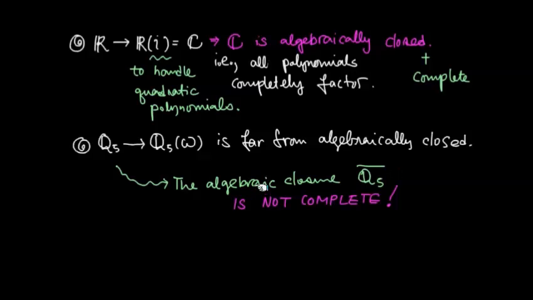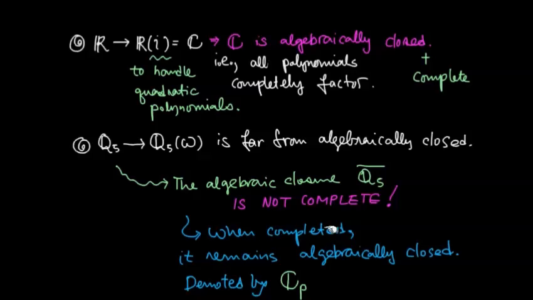But once you throw in all the numbers so that it completely factors, it does not stay complete. That means in the metric sense you will have a problem if there's a sequence that seems like it's approaching somewhere, but that convergence point is not in this algebraic closure. So you have to throw in more numbers to make it complete. After you complete that, it turns out, magically, it remains algebraically closed. So we eventually get to a place where it's complete and algebraically closed. That object is called C_p.